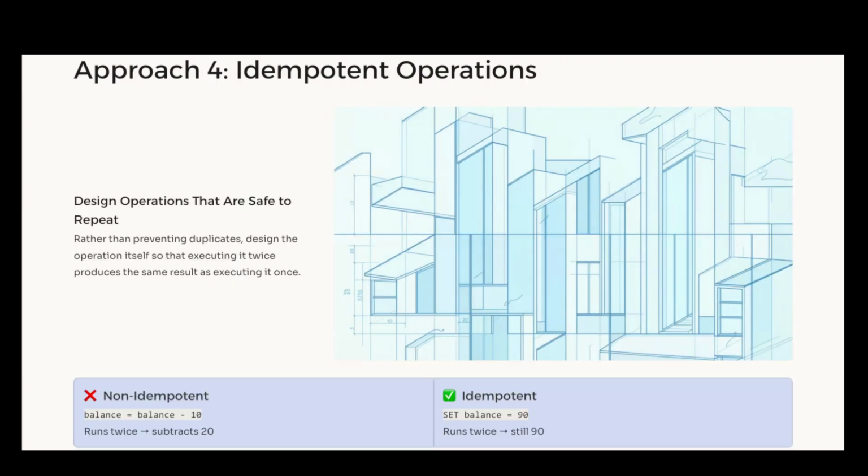Idempotent operations. Now let's look at a deeper approach. Instead of preventing duplicates, we design operations to be naturally idempotent. Instead of decrementing a balance, we set the final value directly or use version-based updates. This removes the need for deduplication logic, but it is harder to design and not always possible. So the key idea is the best idempotency is built into the operation itself.